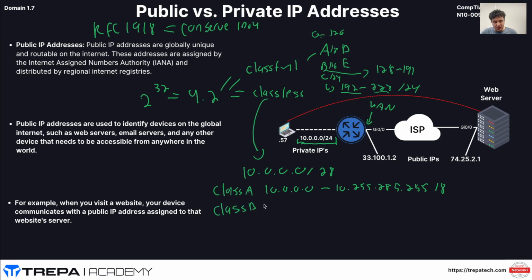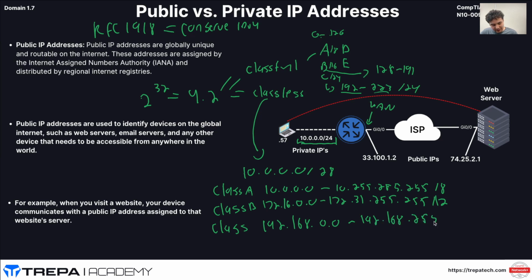Then we had another private IP range that was 172.16.0.0 through 172.31.255.255/12. And then we had a Class C range that was 192.168.0.0, which you're probably used to, through 192.168.255.255/16. And these are the private IP ranges. So every organization in the world could have the same 192.168.0.0/16 private IP range. These are not routable on the internet.